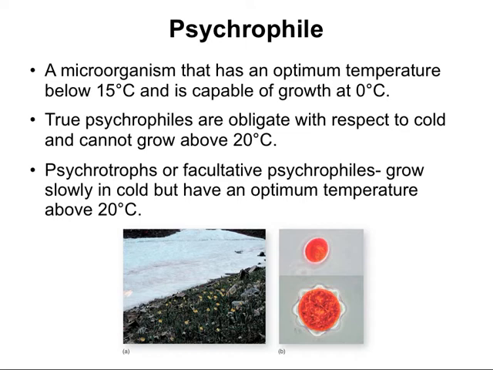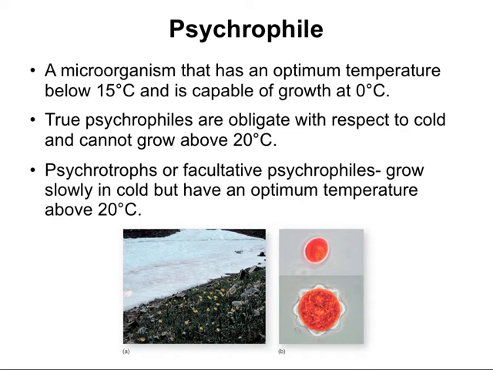Psychrophiles are microorganisms that have an optimum temperature of about 15 degrees Celsius, but are capable of growth at 0 degrees Celsius. So they're in the low temperature range. True psychrophiles are obligate with respect to cold and cannot grow above 20 degrees C. However, there are some microbes that are considered psychrotrophs or facultative psychrophiles. These guys can grow slowly in very cold temperatures.